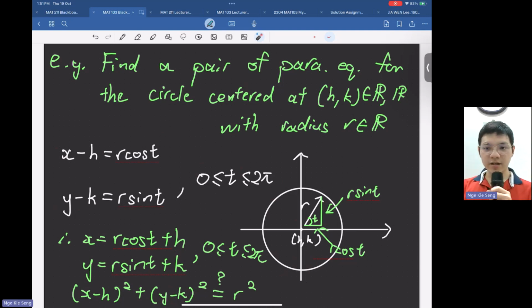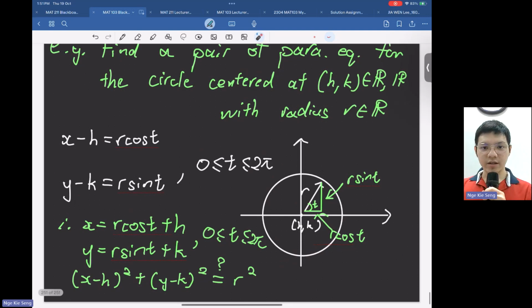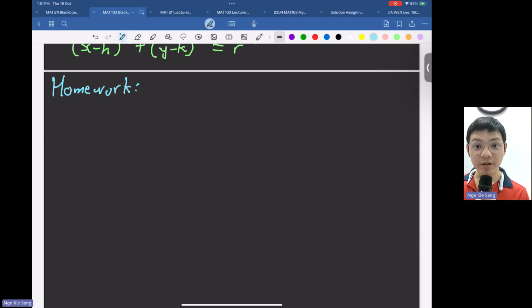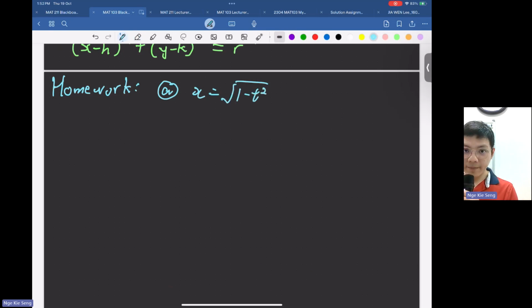Okay, if no question, maybe I'll leave the other two exercises for you to try. So one exercise is to provide a solution. I think you also see the solution. So you need to show that x equals square root of 1 minus t squared, y equals t, where t is between minus 1 and 1.